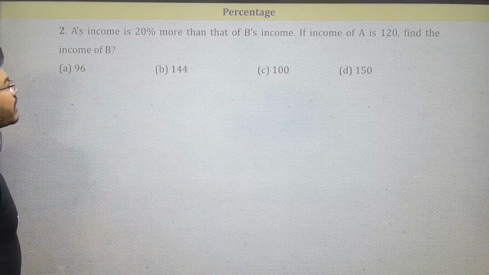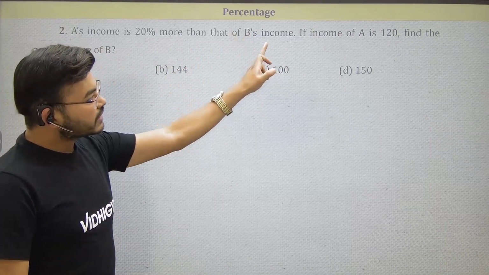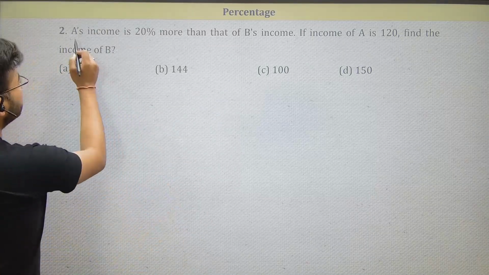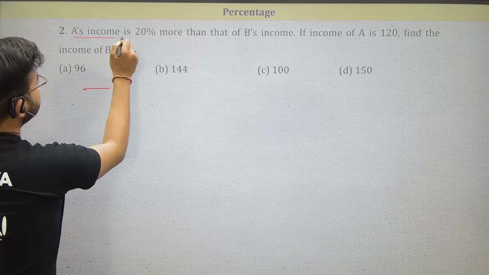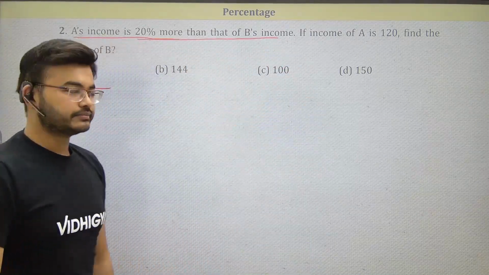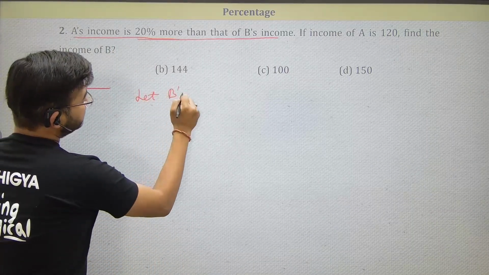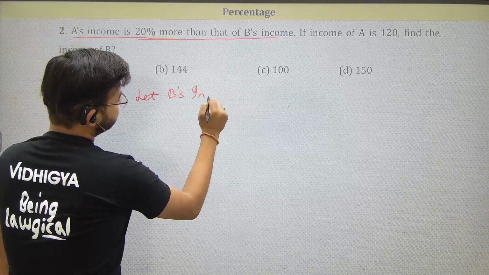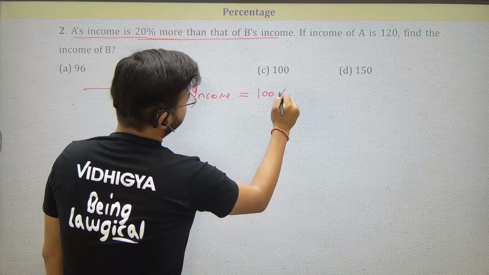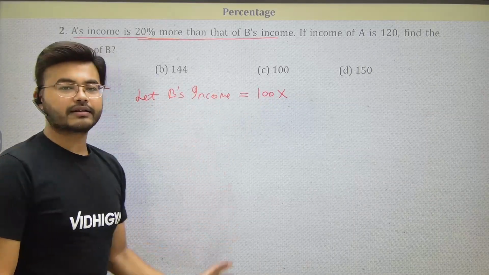Next question. If A's income is 20% more than that of B's income, and the income of A is 120, then find the income of B. Here it is given that A's income is 20% more than that of B's income. In such questions, we will assume that B's income is equal to 100x.